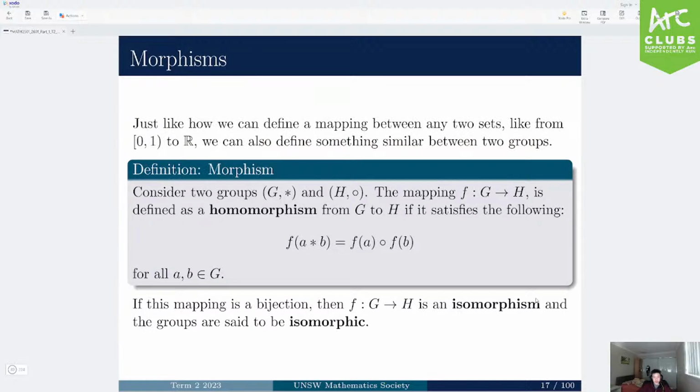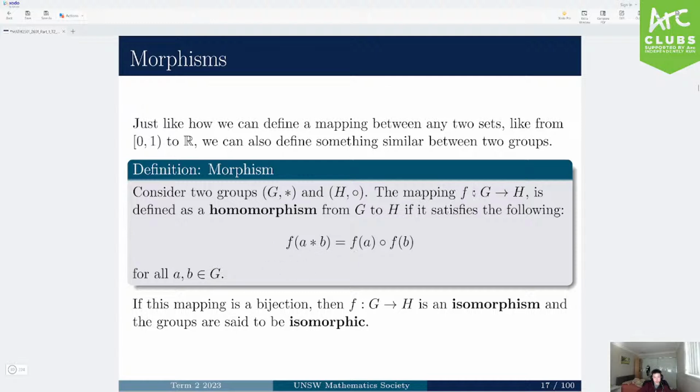And that brings us on to the next concept called morphisms. We can define mappings between two groups using morphisms. So if we have two groups G and H, then the mapping f that maps from G to H is defined as a homomorphism from G to H if the following condition is satisfied. If we take f of A star B, that's the same as f of A circle f of B, where circle is the binary operation inside the group H.